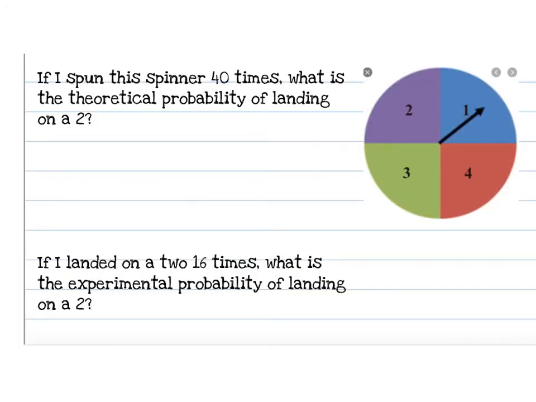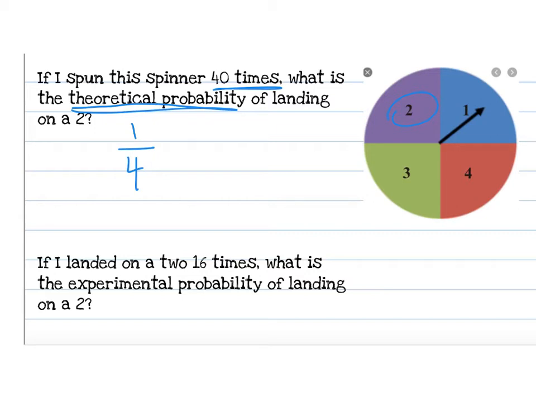If I spun this spinner 40 times, what is the theoretical, in theory, what should happen, probability of landing on a 2? Well, the 2 is 1 out of 4 possible outcomes. So the theoretical probability is 1/4. Again, this 40 times doesn't really matter for this question.